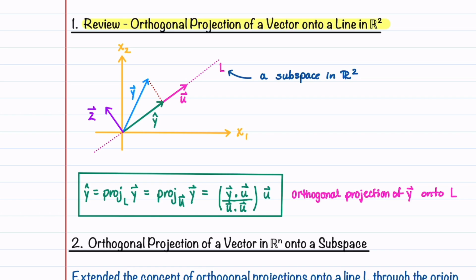In the previous video in this series, we learned how to project a vector y onto a vector u and a line through vector u and the origin. Since a line through the origin is a subspace, we were actually just projecting a vector onto a subspace. The orthogonal projection of y onto our subspace is our vector y hat, and the formula for y hat is given down here.